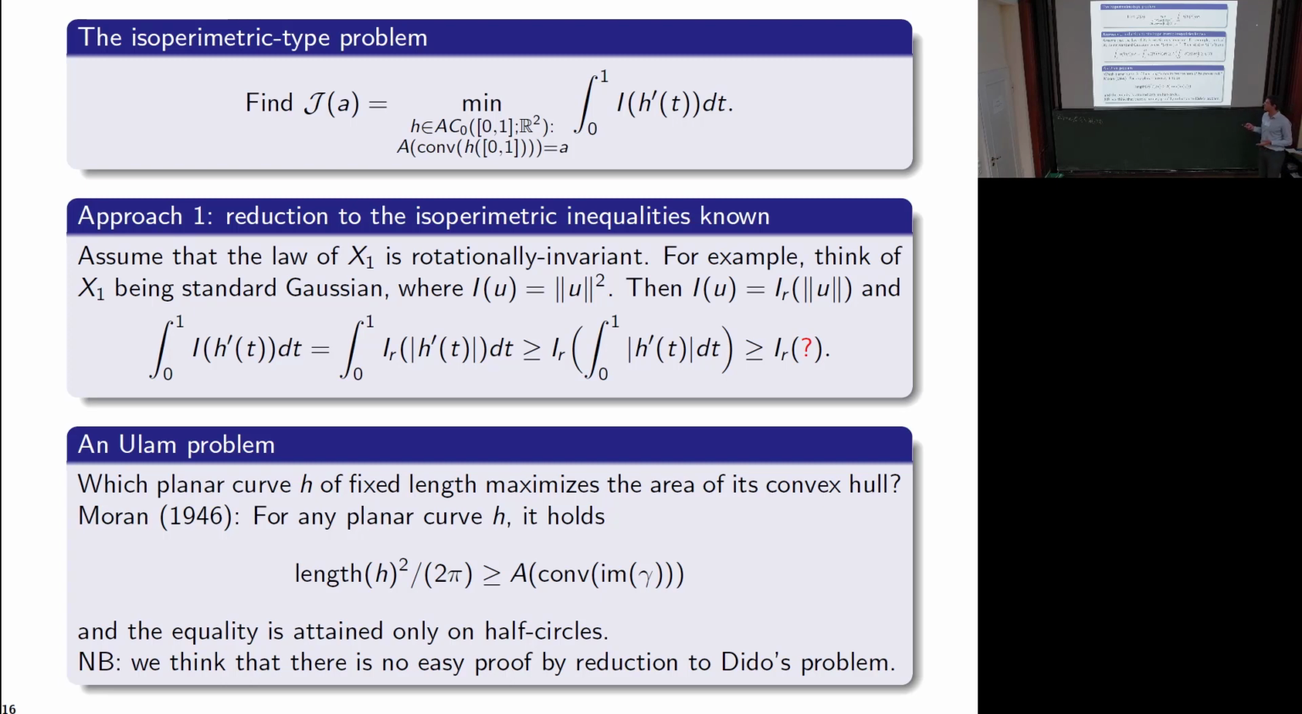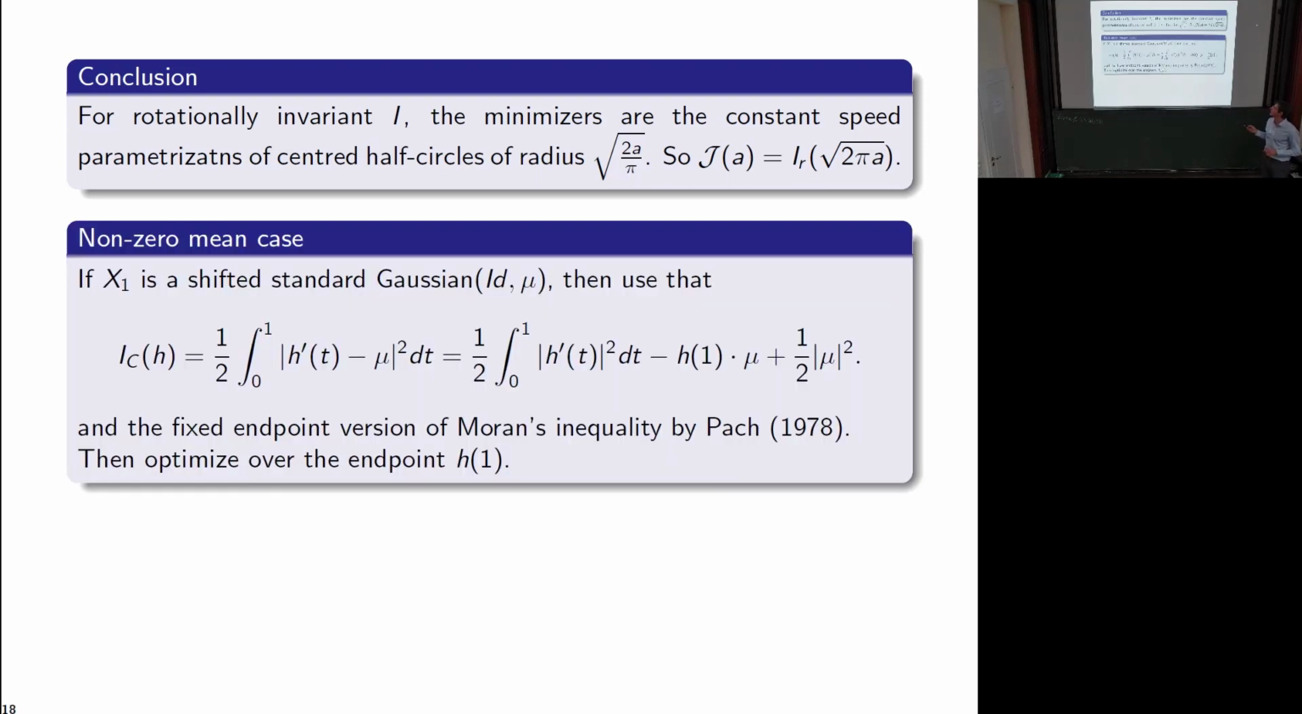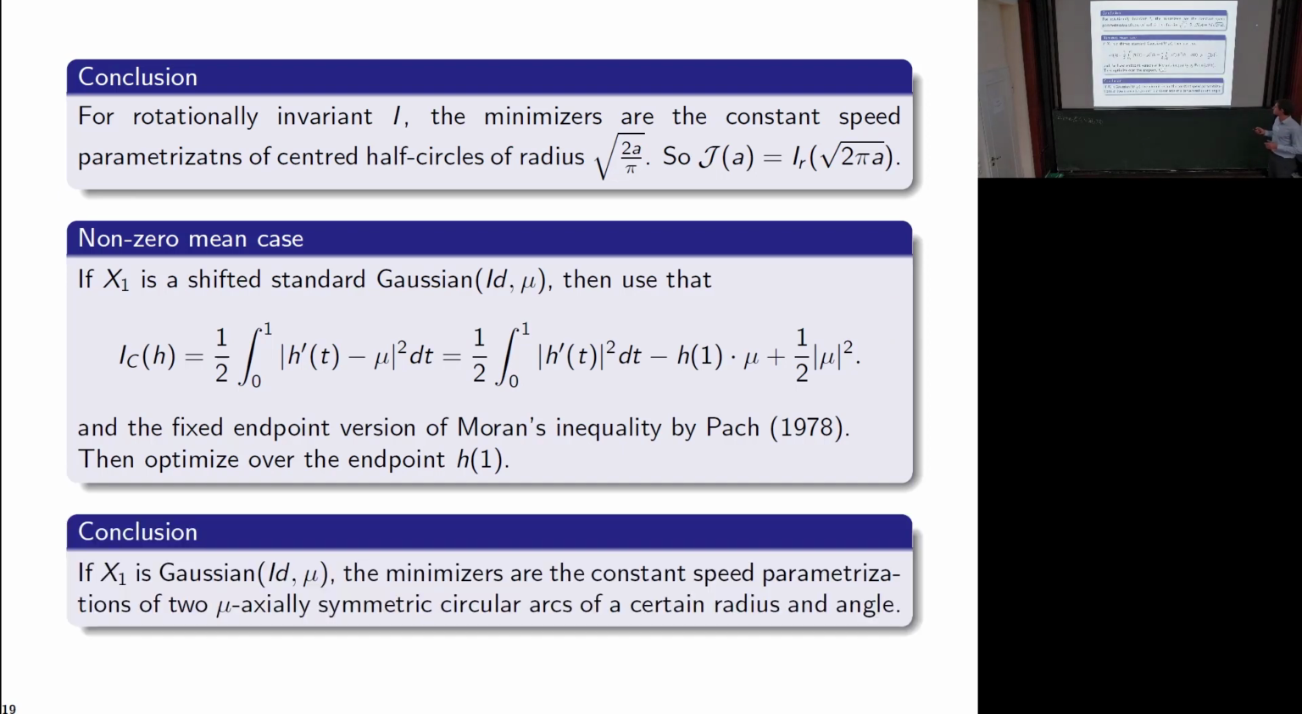So the other interesting bit is to get away from this rotation invariance, and this will be sort of non-geometric, which corresponds to the case where this mu is non-zero. Then this is some weird energy functional, but you can work this out in the shifted standard Gaussian case, and then the minimizers will be constant speed parameterizations of circular arcs.